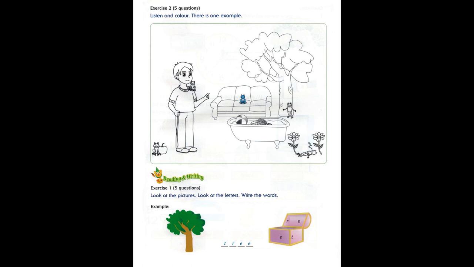This is the end of Starters Workshop. Practice for the Cambridge Young Learners English Tests. Listening Exercise, Unit 2.